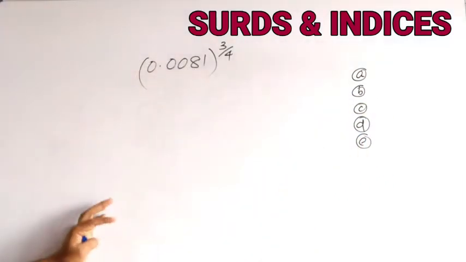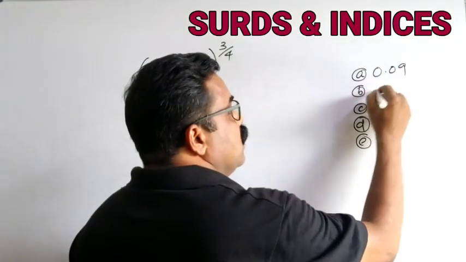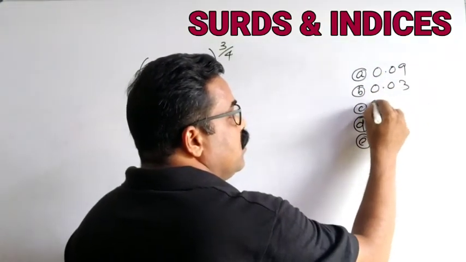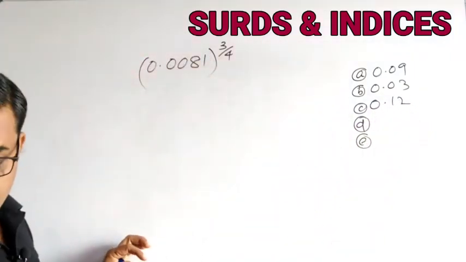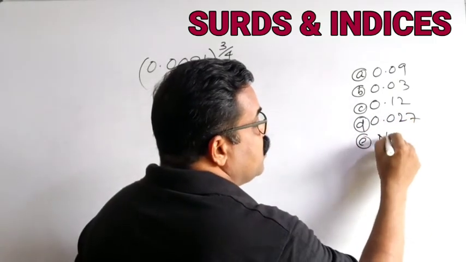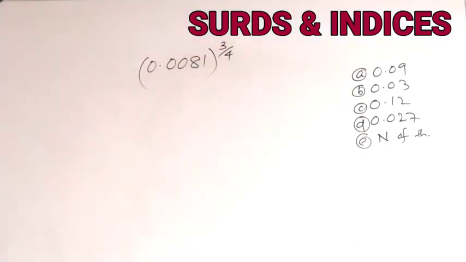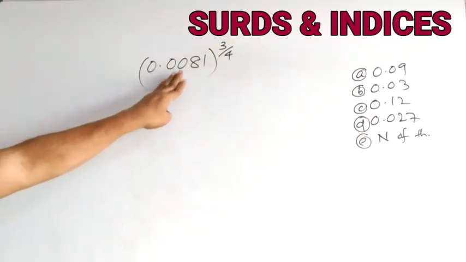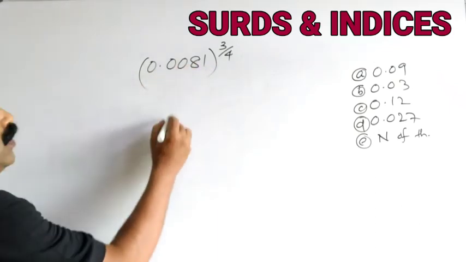The options are 0.09, 0.03, 0.12, 0.027 and none of these. So these are the 5 options given. (0.0081) power 3 by 4. So I can write this as what?